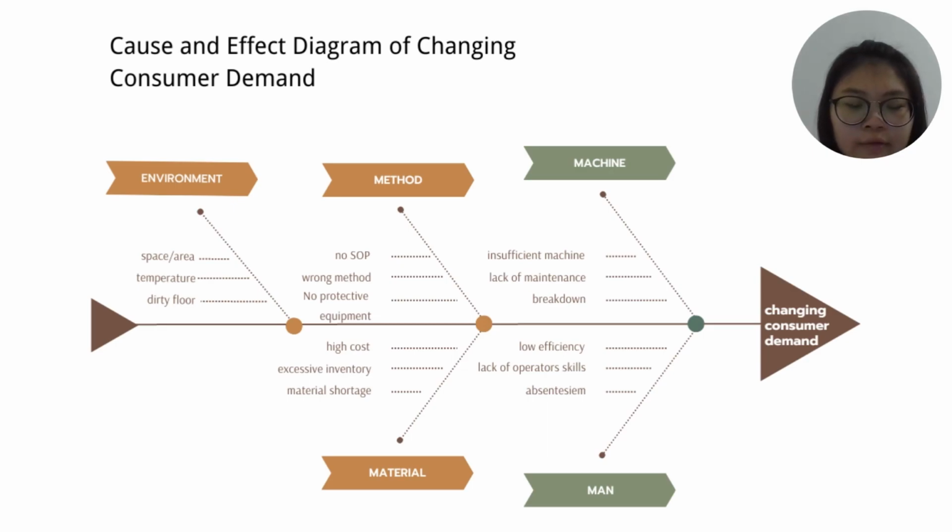The fourth category effect is the material. For example, high cost, excessive inventory, material shortage, and inconsistent quality. Last is the worker: lack of operator skill, the workers perform with low efficiency and absenteeism, and new workers also contributed to the impact on the change in consumer demand. That's all from me.